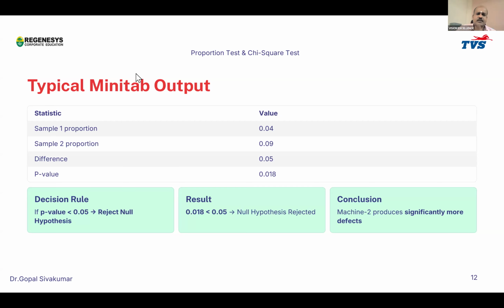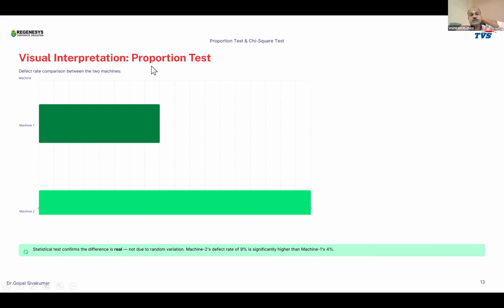Whenever you are expressing something in percentage, the scenario leads to proportion test. Are you with me, all of you? It is not a measurable characteristic. Measurable characteristics would have called for a test of averages, particularly a two sample test. But since it is attribute, we call it two proportion test. So, visual interpretation.